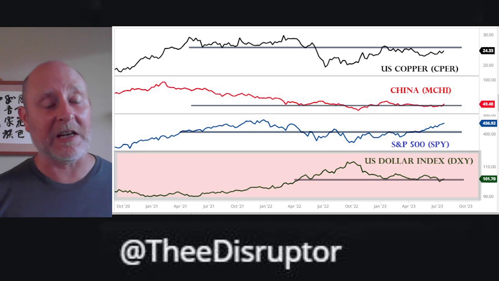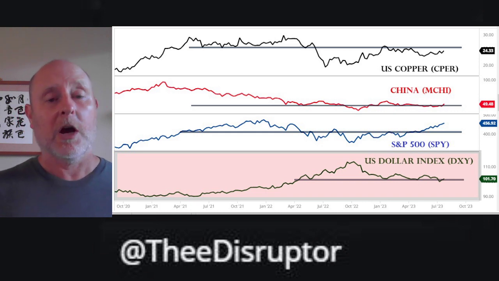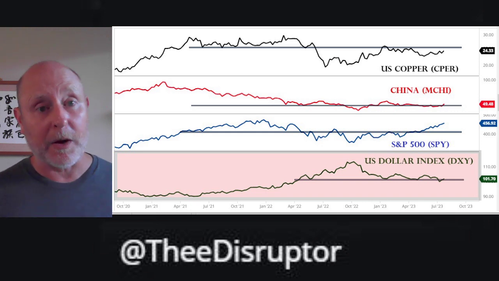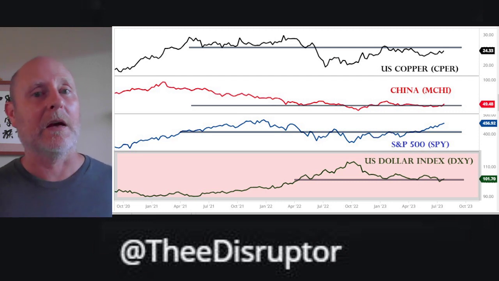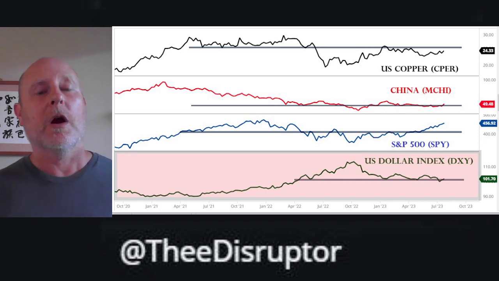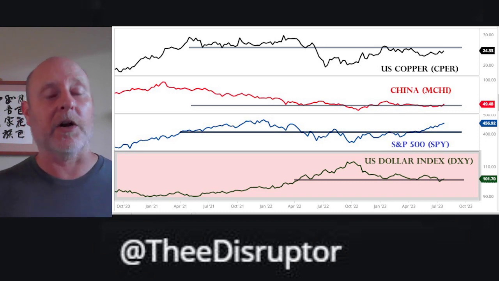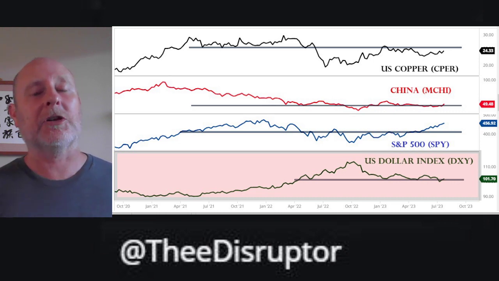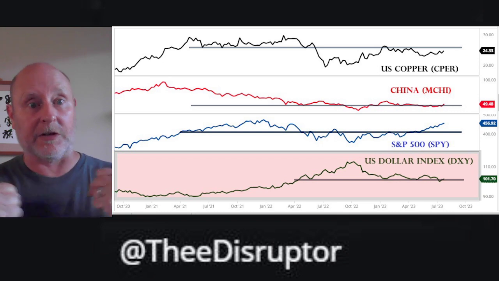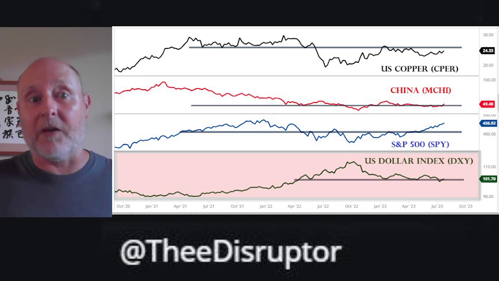And what we want to see in an ideal, very bullish world, we want to see these three moving up and US dollar index moving down. And that's not happening yet, but we're getting closer and closer. SPY is definitely the leader here. It moved up first. We're seeing US copper forming a very constructive ascending triangle here. And China looks like it's coiling tighter and tighter and tighter, but did just break above that level that I've got drawn there.